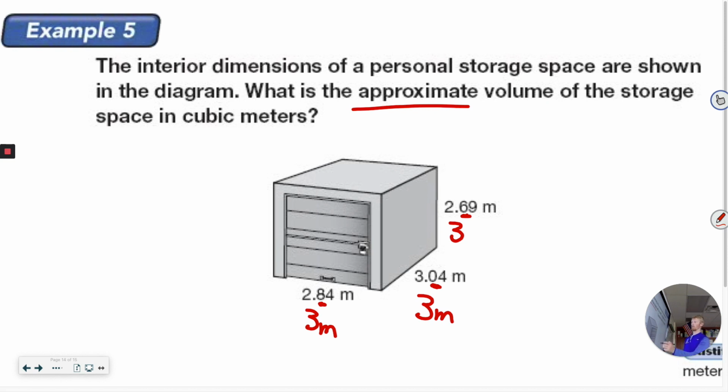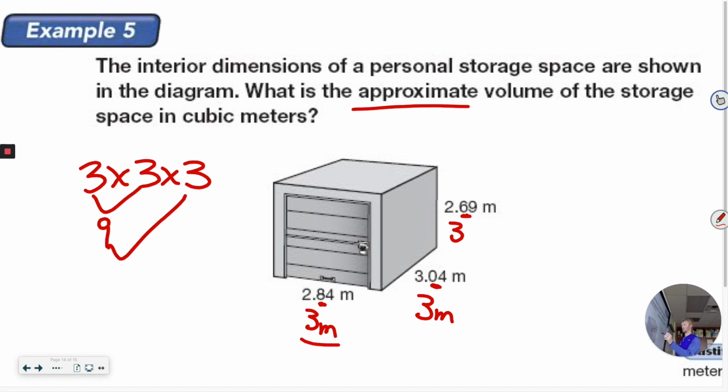So volume, 3 times 3 times 3. 3 times 3 I know is 9, times 3 I know is 27. So then that would be 27 meters cubed would be my estimate for the volume of this personal storage space.